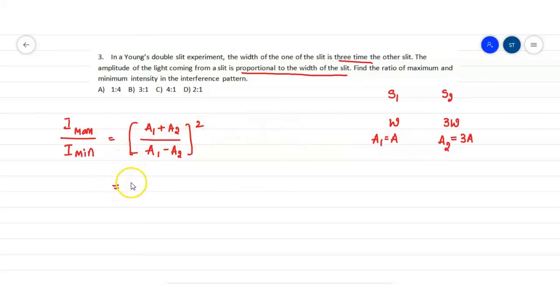Now let us just substitute the values here. A1 plus A2 will be 4A upon A1 minus A2, which will be minus 2A, whole square. This will be minus 2 times minus 2 square. This will be 4. So the maximum to minimum intensity will be in the ratio of 4:1. So option C will be the correct option to the given question.